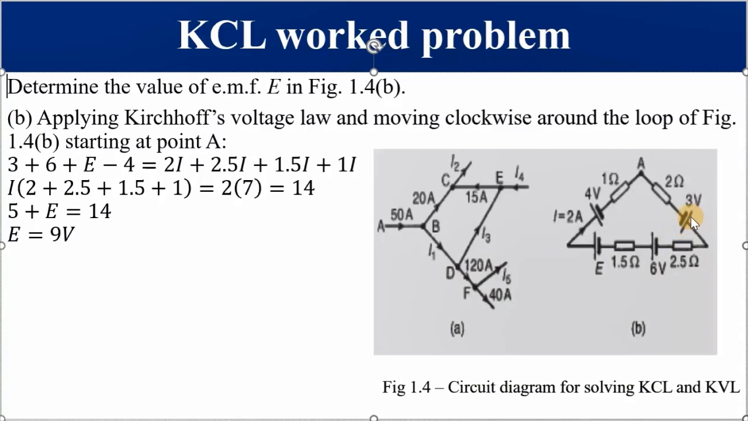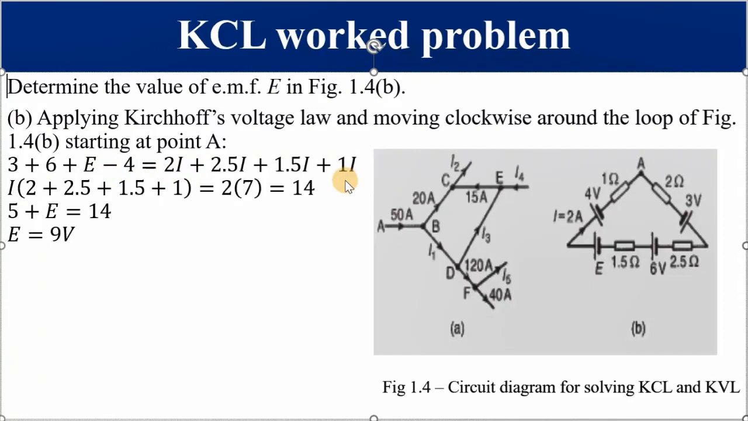So in terms of e.m.f., 3 plus 6 plus E. We are moving from negative to positive, so this is a potential rise, potential rise, potential rise, but this is a potential drop. Hence, we have minus 4. So we are saying 3 plus 6 plus E minus 4. E is a potential rise. This is the summation of e.m.f., and it must be equal to the summation of potential drops. Potential rise is equal to potential drop.